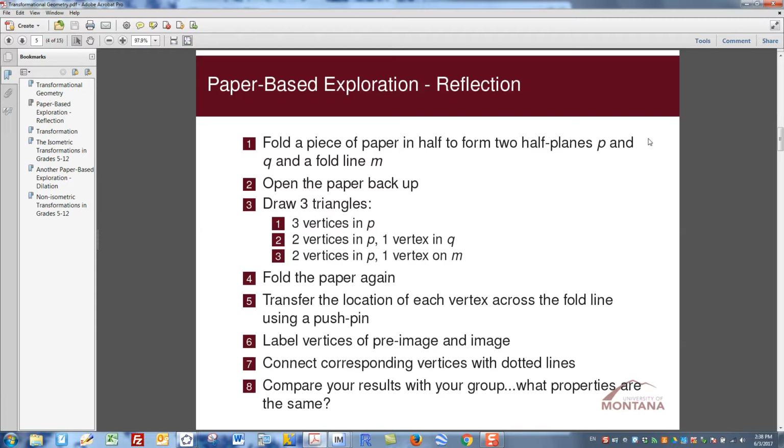Will be one of the triangles. Another triangle will have two vertices in P, 1 and Q. The third triangle will have two vertices in P, 1 and M. The fourth, excuse me, and then number 4, we'll fold the paper back up again and transfer the location of each vertex across the fold line using a push pin. We'll label vertices of pre-image and image, and then we'll connect the corresponding vertices with dotted lines and compare our results with group members is what I usually ask students to do.